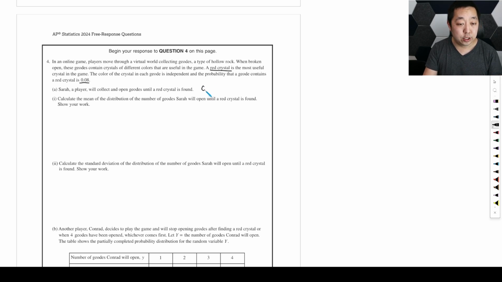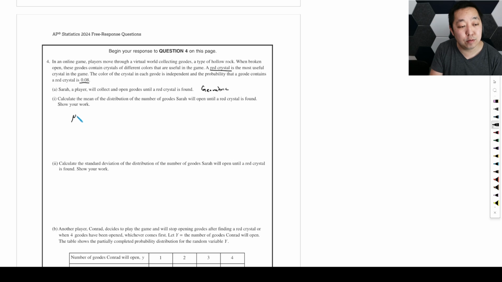Okay, that's a geometric distribution because you're not doing a fixed number of trials. They're independent trials, and there's only two outcomes. Either you get a red crystal or you don't get a red crystal, right? So we want to know the mean number of geodes until a red crystal is found. Show your work. It's not a lot of work to show.